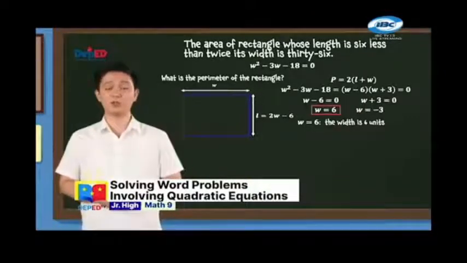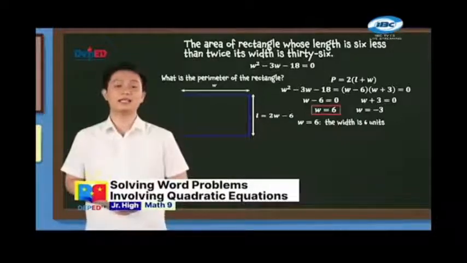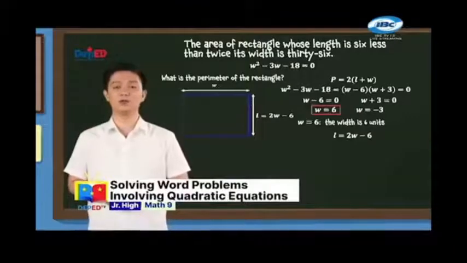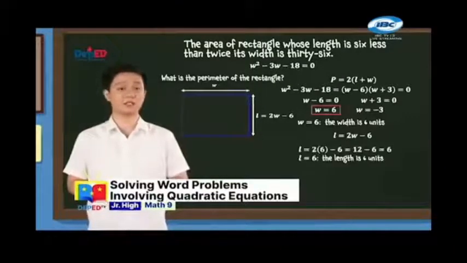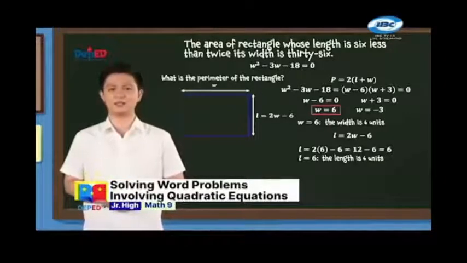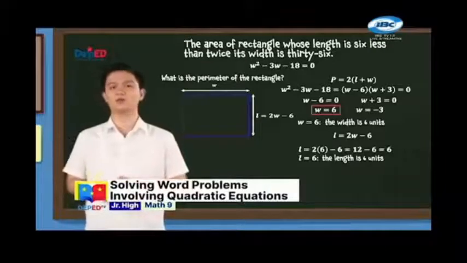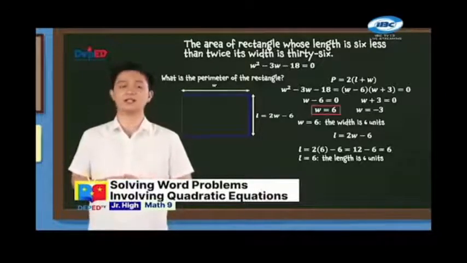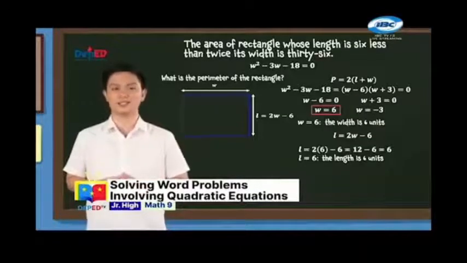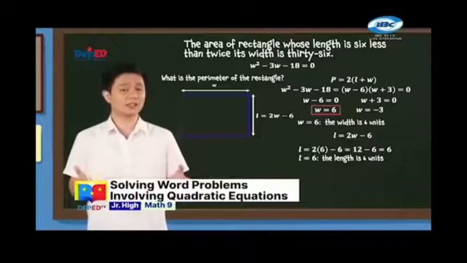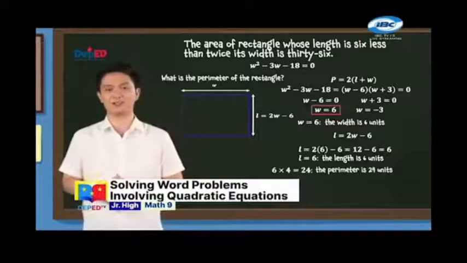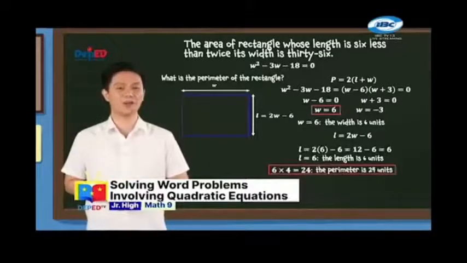It is stated in the verbal sentence that the length is 6 less than twice the width. In symbols, L is equal to 2w minus 6. And by substituting the value of w in the equation, L must be equal to 6. The length is 6 units also. So this means that the rectangle mentioned in the situation is actually a square, since its length and width are the same. So, what is then the perimeter of this square? We just have to multiply the length or the width by 4. Hence, the perimeter is 24 units.